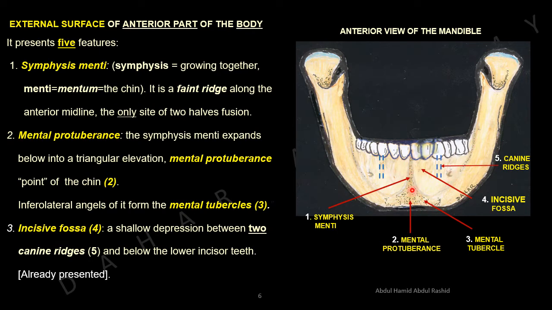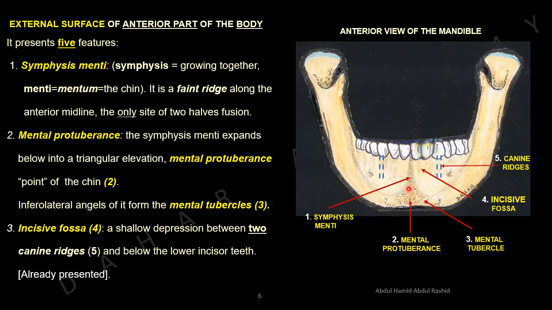Next is mental protuberance. The symphysis menti expands below into a triangular elevation called the mental protuberance. That is the point of the chin. Number 2, infrolateral angles. That is the inferior and lateral angle of this mental protuberance. We have the mental tubercle, one on each side.